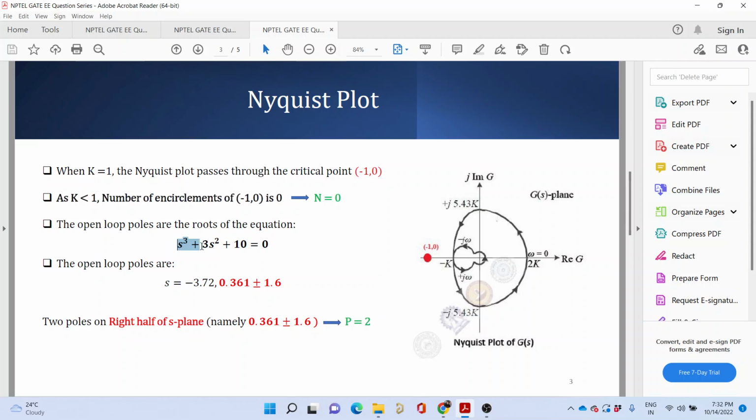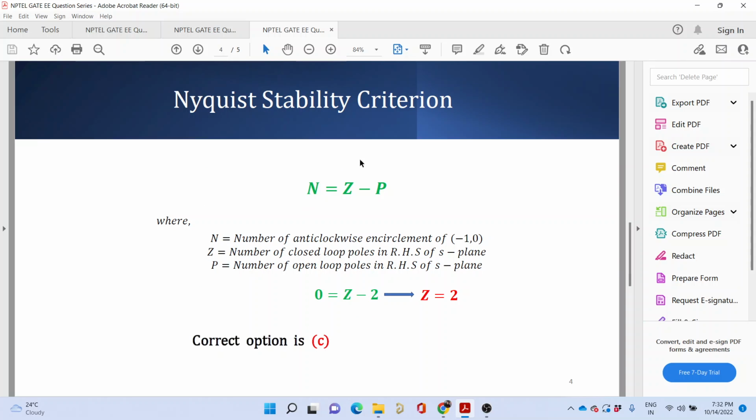If you solve this cubic equation for the open loop poles, you will get these 3 poles. On the right hand side you basically have 2 poles. You see these have positive real part, so these 2 poles are lying on the right hand side of the S plane. From this information you can now use the Nyquist stability criteria and find Z equal to 2. The correct option is C.